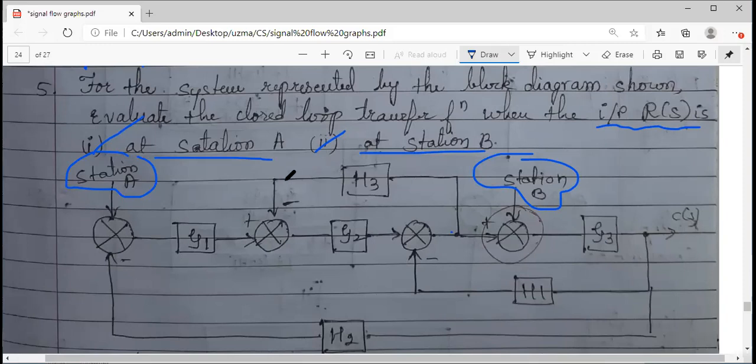You have to reduce this block, whichever given block diagram it is. First time you have to consider your input is here. R of S is applied here. This is the first thing. Second question, again you have to take the same block and this time you have to assume that your input is applied here. So there are actually two sub questions here. You have to reduce the same block diagram two times. One time you assume that R of S is at station A. Second time assume that R of S is at station B. So first let us go for station A.